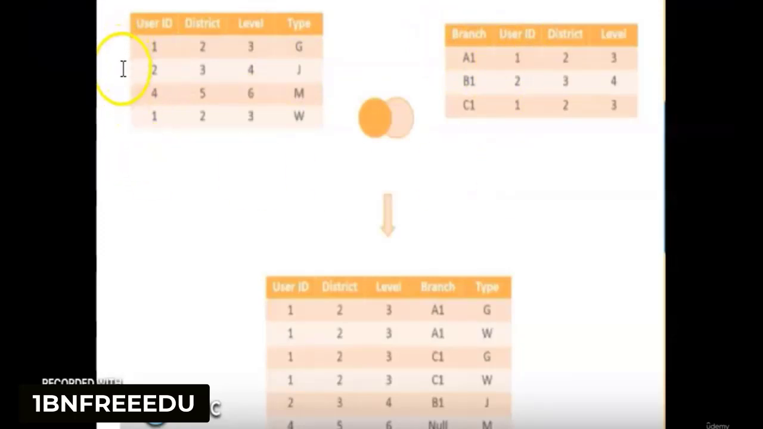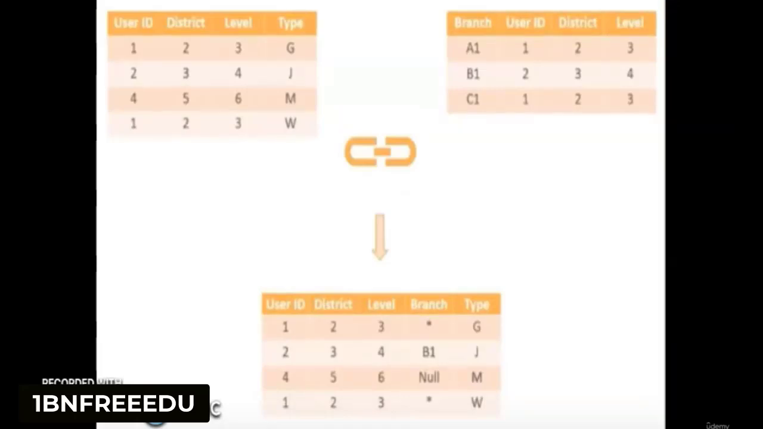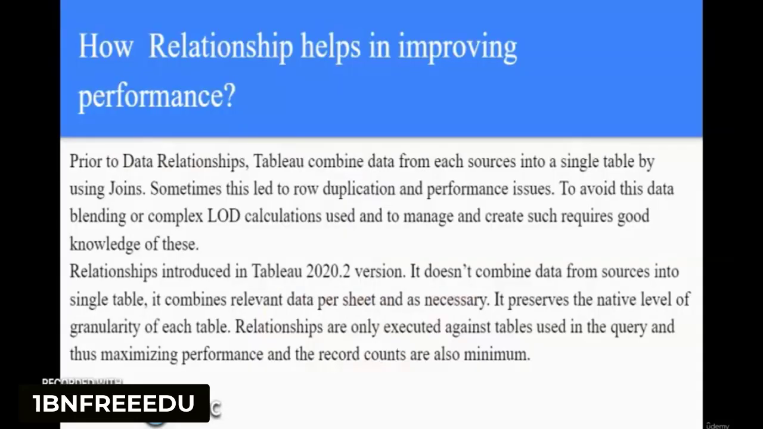So as you can see, one is repeating twice. So if we do a join based on user ID, then there will be a Cartesian join. So for one, there are two records, but after joining it will be 4. So with huge data sets, it will be a problem. To avoid this, generally we use data blending or LOD calculations.